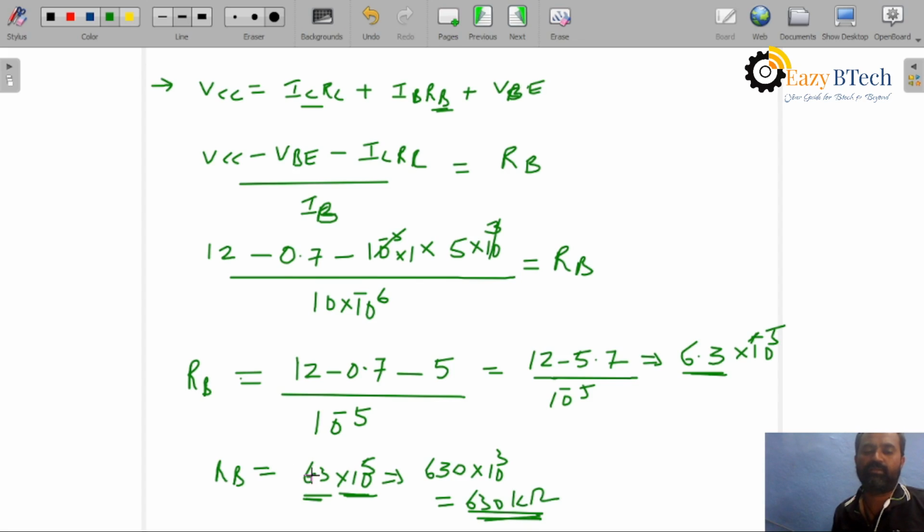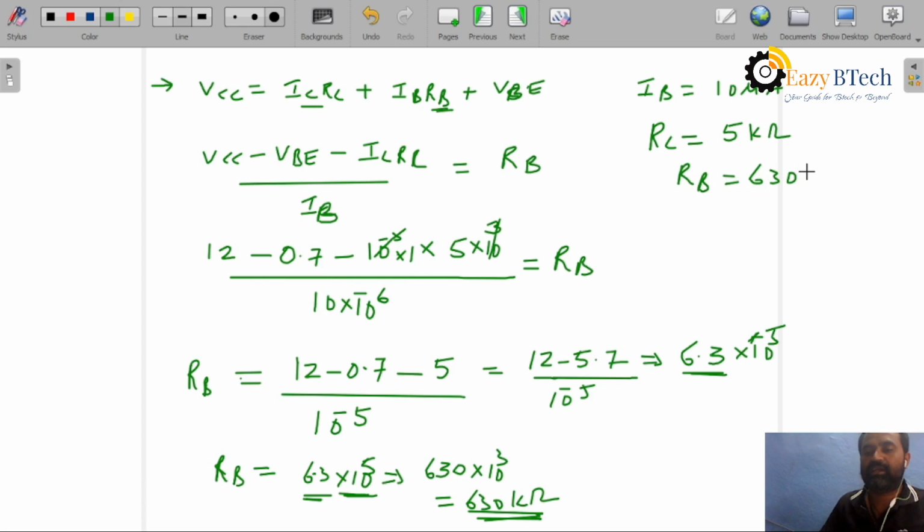See here, 6.3 into 10 power 5 gives 63 into 10 power 4, and by the calculation of decimal digits, you will get the value of RB as 630 kilo ohm. You got the value of IB as 10 microamperes, the value of RC as 5 kilo ohm, and the value of RB as 630 kilo ohm. This is the value you got.